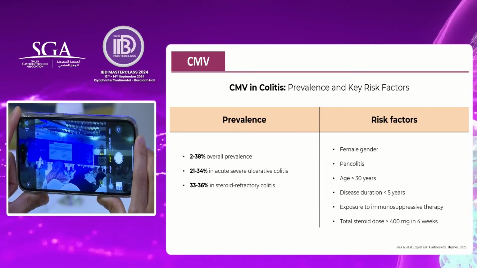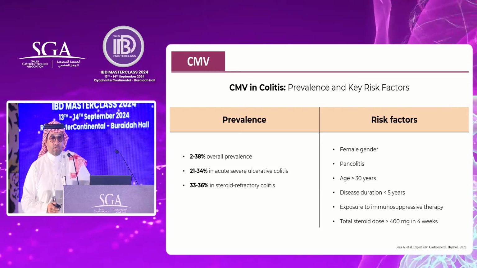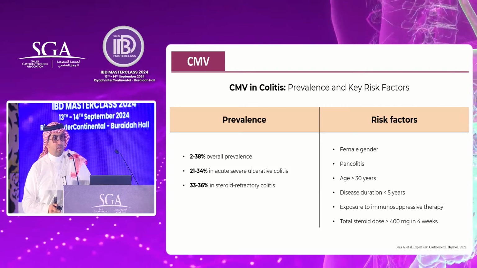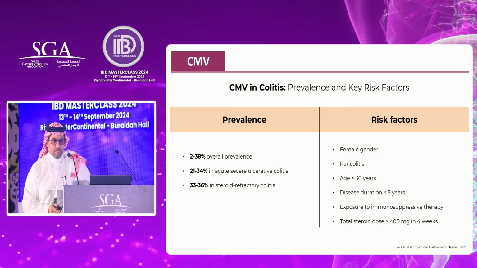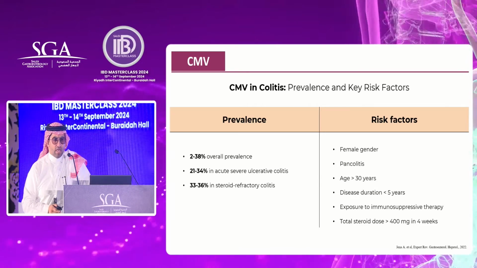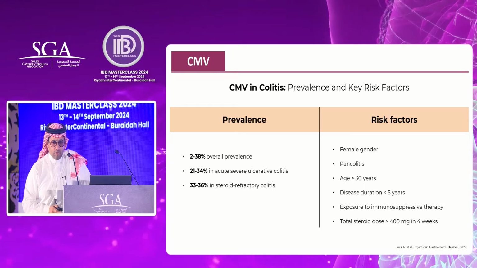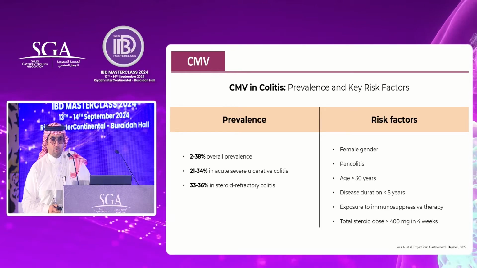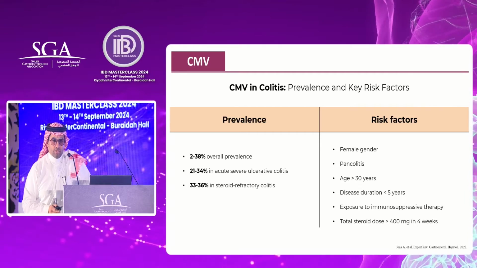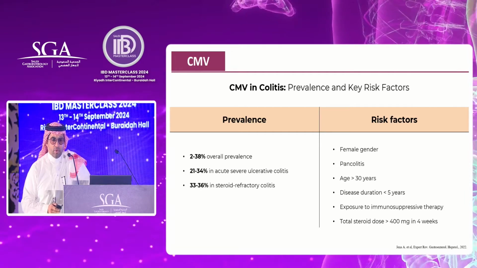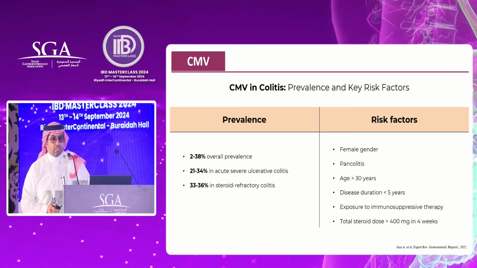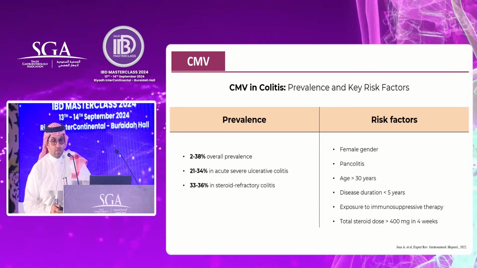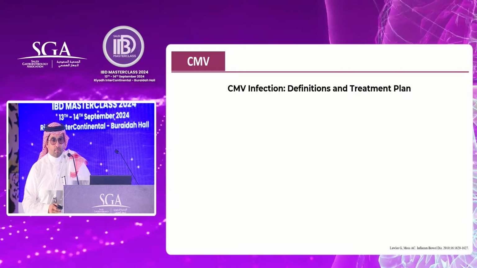CMV also is not a rare disease. The prevalence reaches up to 38% overall, and up to 34% in severe ulcerative colitis, and it is more common in steroid-refractory colitis. There are some risk factors for CMV colitis: female gender, pancolitis, age more than 30 years, disease duration less than 5 years, exposure to immunosuppression therapy, and high-dose steroid.